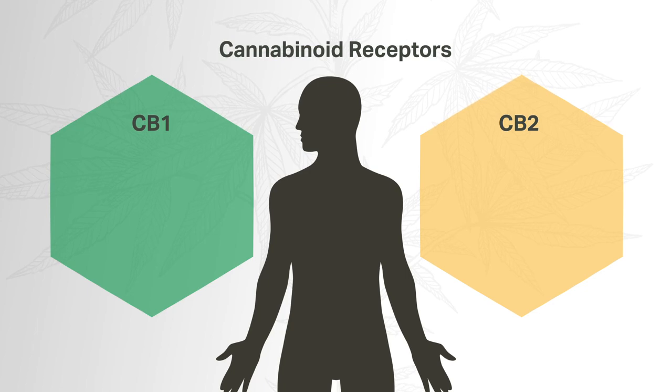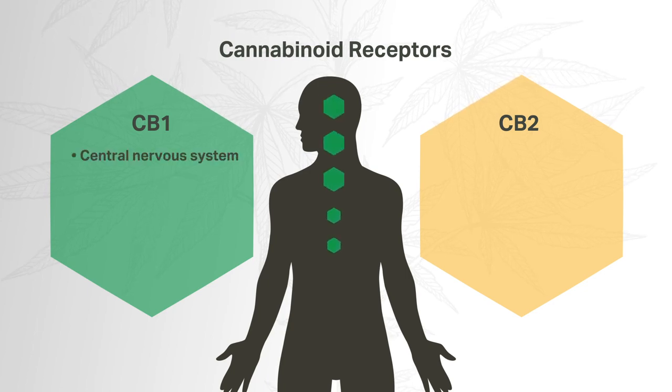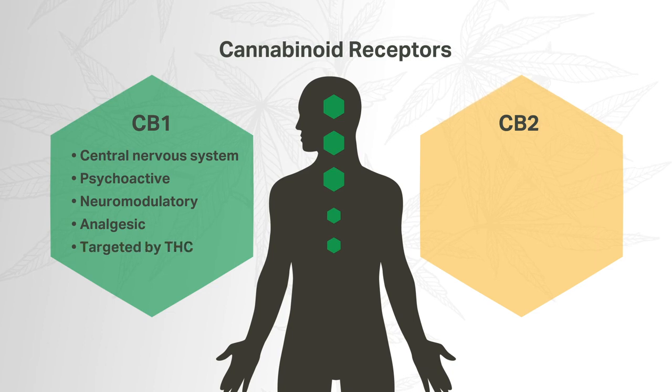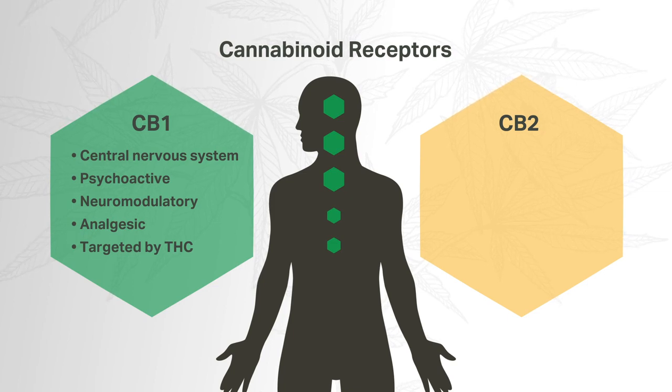CB1 receptors are mostly located in the central nervous system, or CNS, and those receptors are primarily responsible for the psychoactive, neuromodulatory, and analgesic properties of the cannabinoid system. These are the receptors which are specifically targeted by THC, the psychoactive component of cannabis. And you can find them in the brain, in fat cells, liver cells, and musculoskeletal tissues.